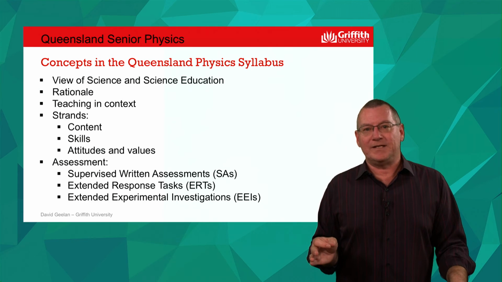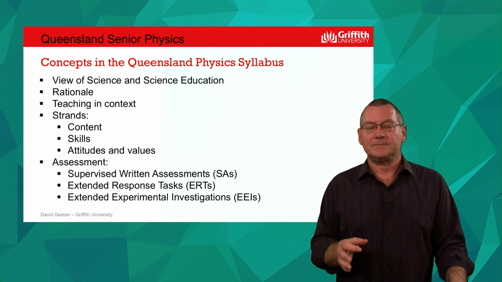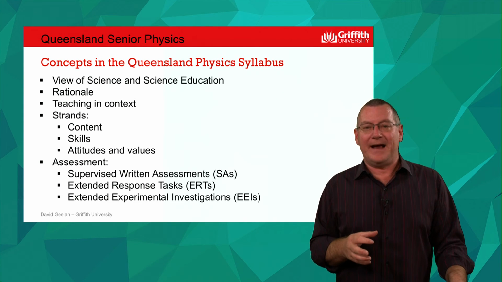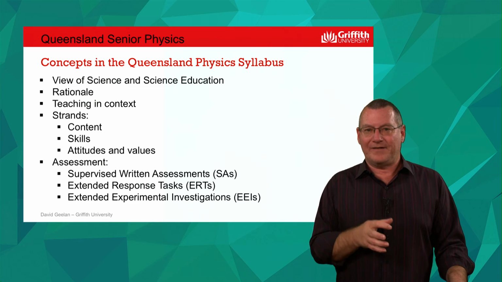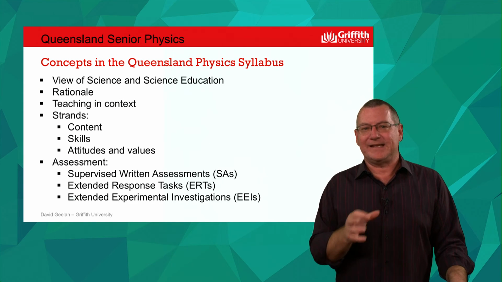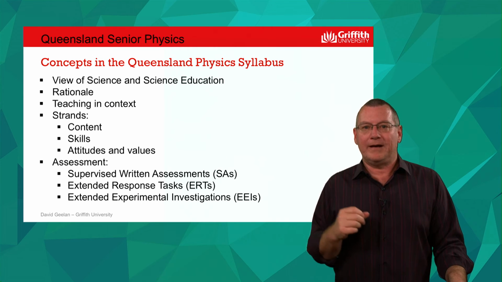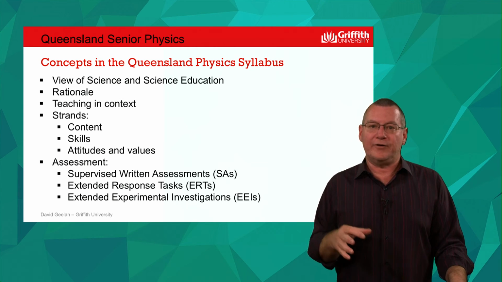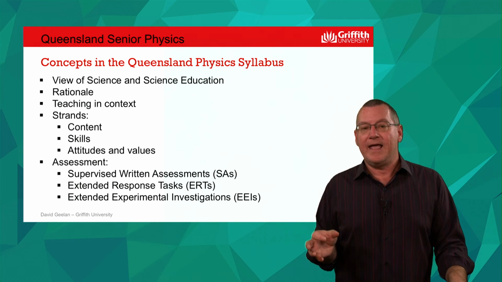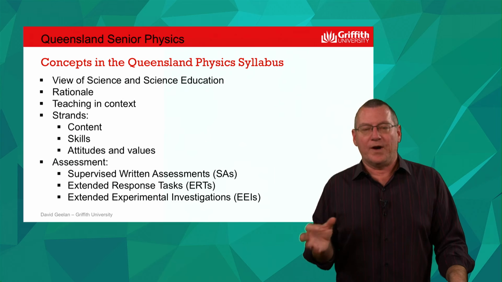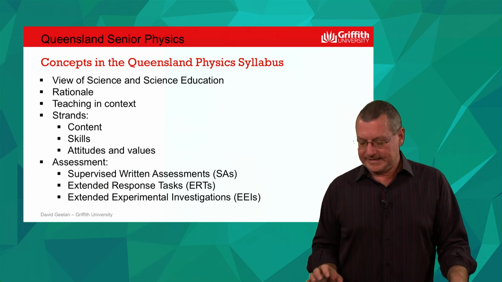An extended experimental investigation, again, is one of those really cool features of the Queensland syllabus. And it's where they actually conduct something approximating real science. They have a question and a topic and a hypothesis, and they conduct experiments over multiple weeks and then write a report around it. There's an EEI in year 11 and an EEI in year 12. And again, we'll talk about that quite a lot more later in the program, but we wanted to just mention those things as coming up.